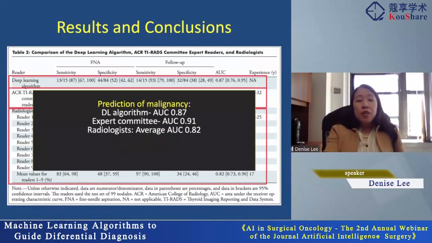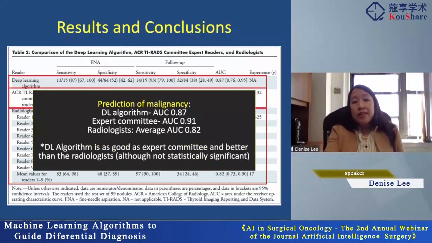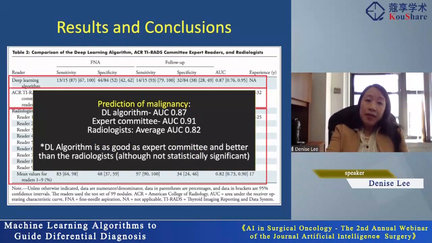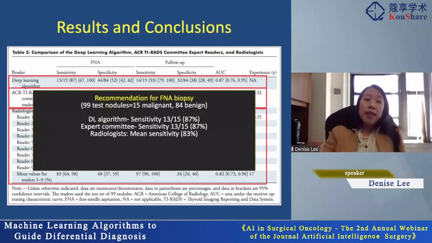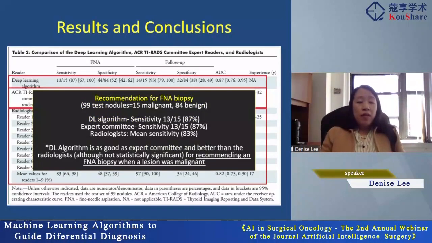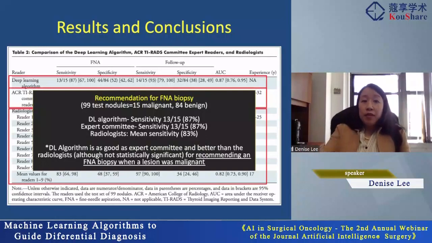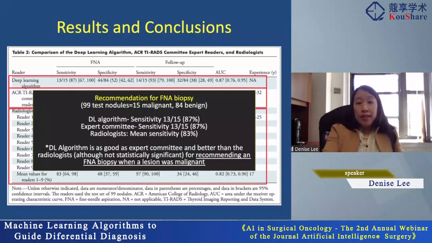And they found that in terms of how accurately they predicted malignancy, they all performed fairly well, or at least fairly equivalent. Their AUCs were very close to each other. Essentially, the deep learning algorithm was as good as the expert committee and a little bit better than the radiologists. In terms of accurately recommending an FNA biopsy when the nodules were actually malignant, so what was their sensitivity, the deep learning algorithm was as good as the expert committee and a little bit better than the general radiologists for recommending to go ahead and do the biopsy when the lesion was malignant.